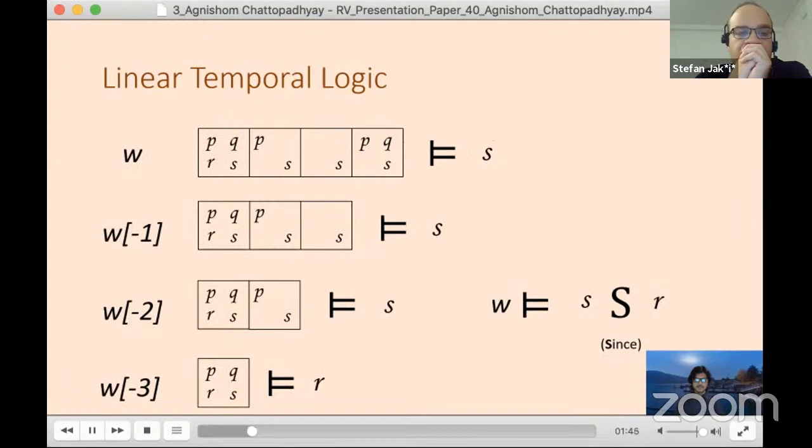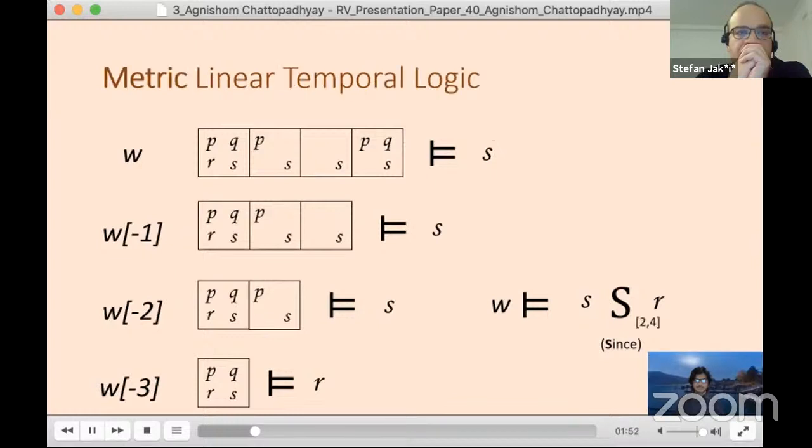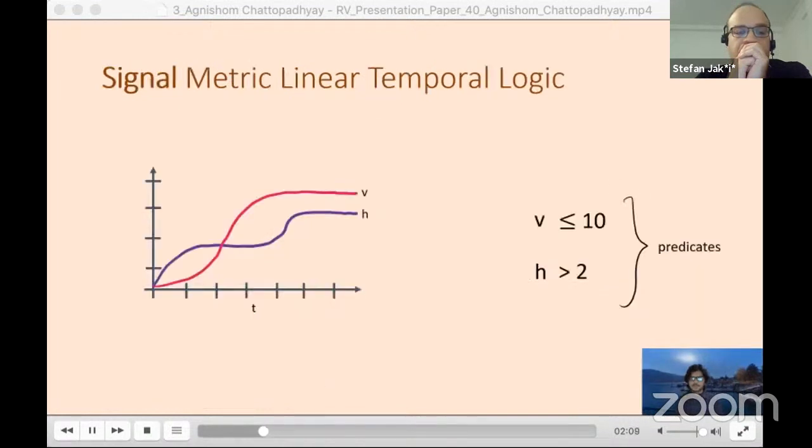Here, we say S since R to point out that R has happened sometime in the past and S has been happening since. In the metric version of the temporal logic, we annotate our operators with intervals. For instance, we could say that we are specifically interested in an R that occurred within 2 to 4 steps. Instead of Boolean valuations, our traces may sometimes contain numerical information. In this case, we look at predicates which compare the components of our traces against constants in place of atomic propositions.